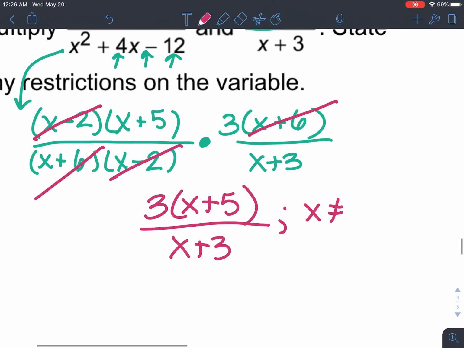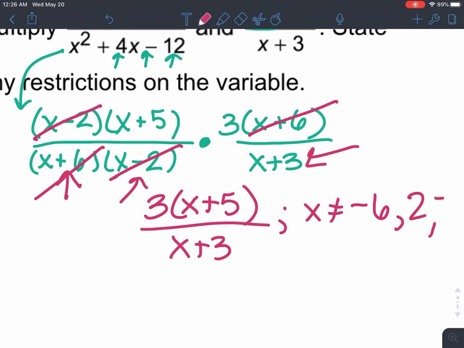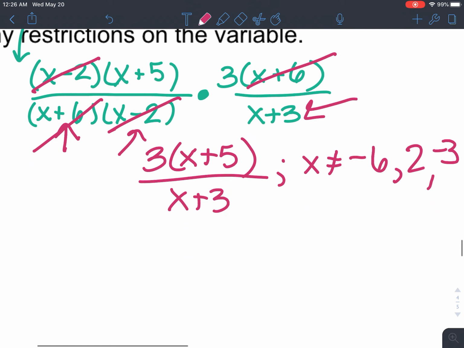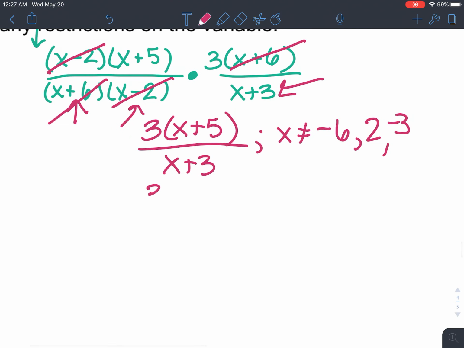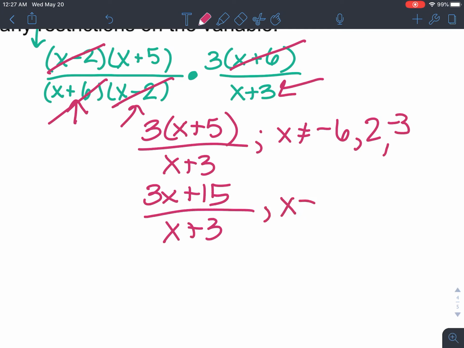Now, who can't x be? So you need to look at all the denominators. Negative 6, positive 2, negative 3. And remember, you could also write this as 3x plus 15 over x plus 3. Oops, that one should be a plus, sorry.